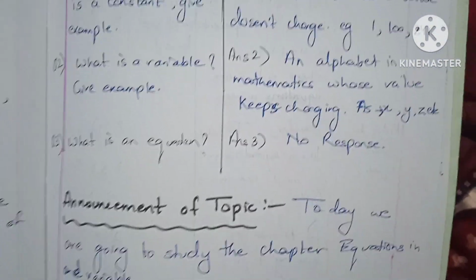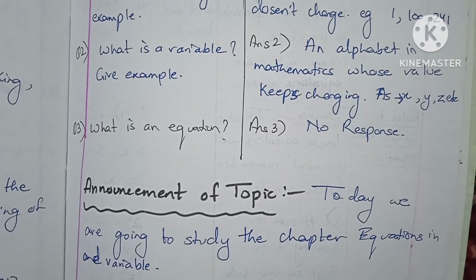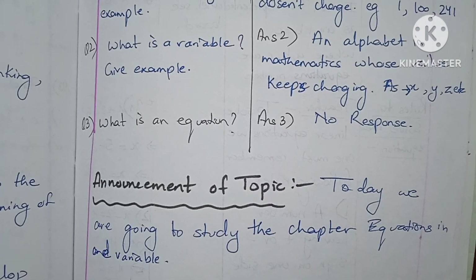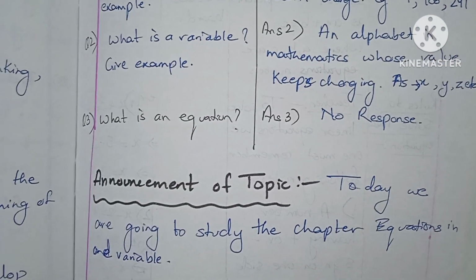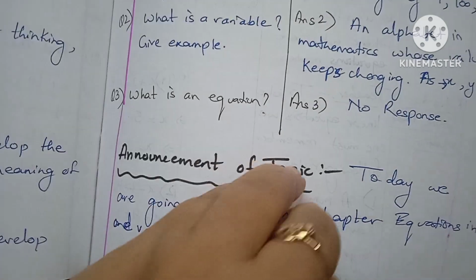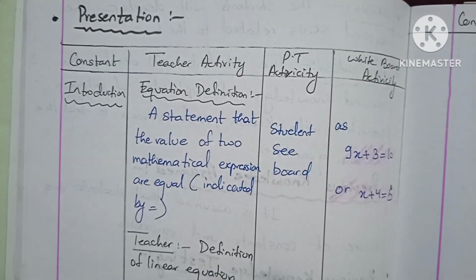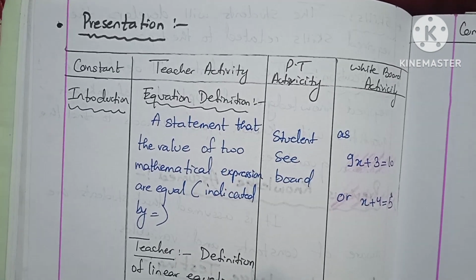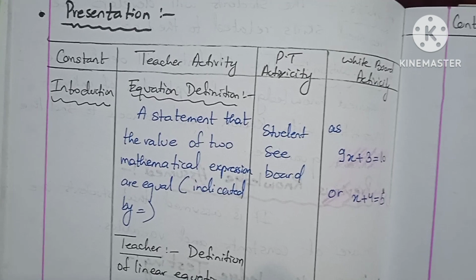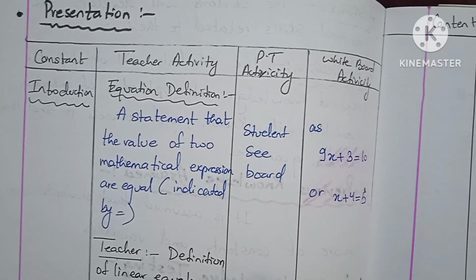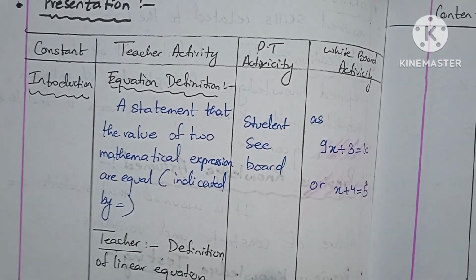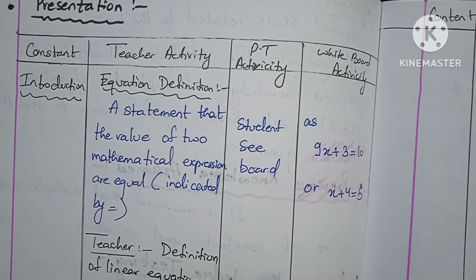What is an equation? No response. So the teacher announces the topic. Today we are going to study the chapter equations and variable. For presentation, the teacher gives the introduction. The equation definition is a statement that the value of two mathematical expressions are equal. It is indicated by equal sign.